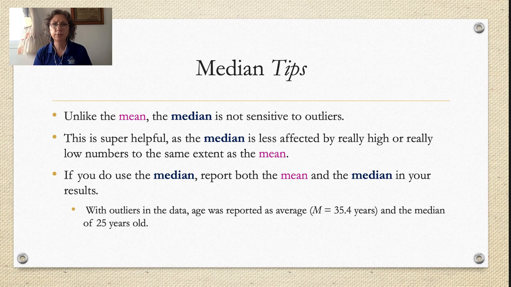This can be really helpful when you're trying to let your reader know about the characteristics of a variable, but also let them know that the mean is different than the median. And again, if you do use median, report the mean and the median anyway. And it might look something like that. With outliers in the data, age was reported as an average of 35.4 years and the median of 25 years old. That helps the reader know that the mean was being impacted by outliers in the data.